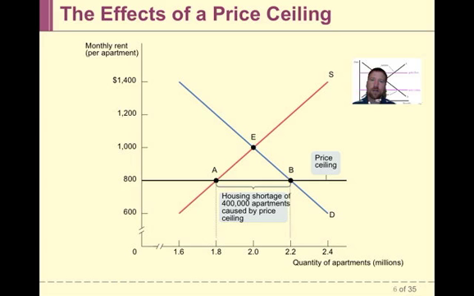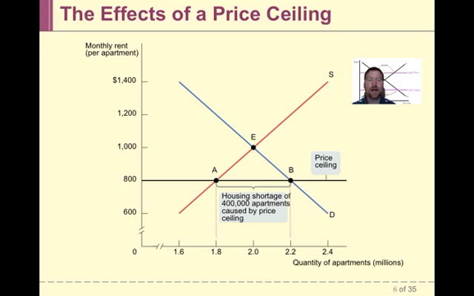Notice here that the quantity supplied of the good when having a price ceiling is much lower. And so before, where they would have been willing to sell 2.0 million apartments, now they're only willing to sell 1.8. So some of those guys or gals are going to use those apartments for something else. It's not worth it to them to rent it below the equilibrium price.